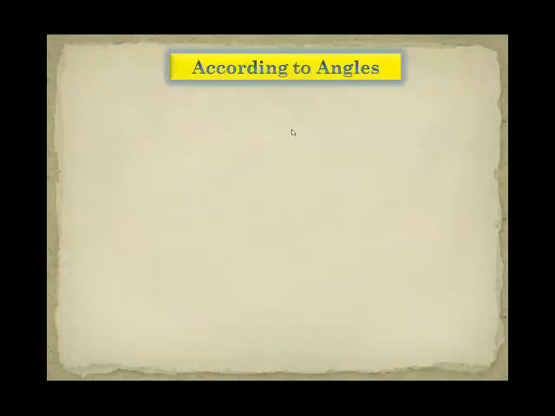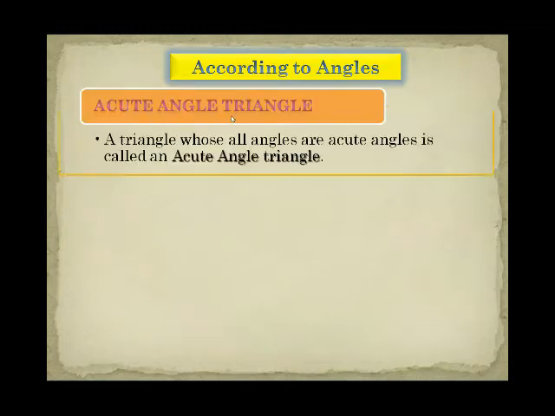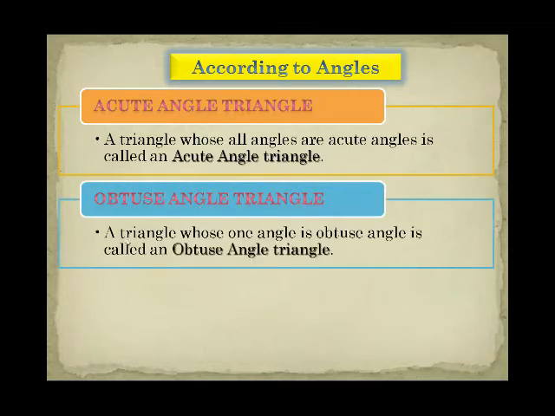Now here we discuss the classification of triangles in detail. Firstly, we discuss the classification of triangles according to angles. Here is the definition of an acute angle triangle: a triangle whose all angles are acute is called an acute angle triangle. Now, the second one is the obtuse angle triangle: a triangle whose one angle is obtuse is called an obtuse angle triangle. Now from the figure, we know that the one angle which is greater than 90 degrees is called an obtuse angle.